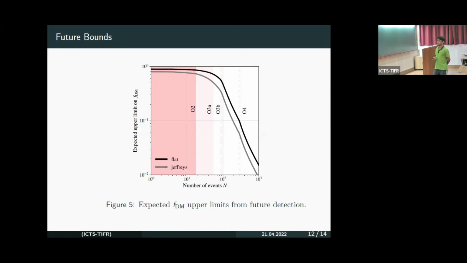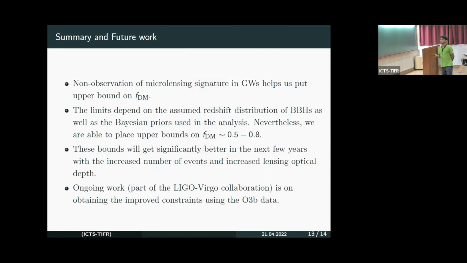So this is the expected FDM upper limits from future detection. So far we are here. We have used n equal to 54 events till O3A, and we see that the upper limit is, like we say, modest, not so good. It's close to 1, but it can be significantly improved in future when we have of the order of 1,000 events. And this is how this simulation is done, assuming a lens of 1,000 solar mass.